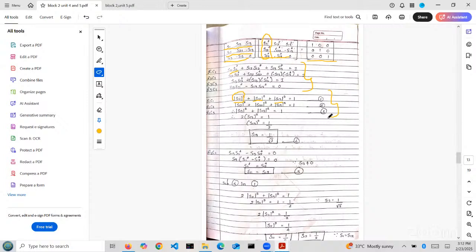After this, how did we get 2 times S13 from equation number 3? S13 plus S13, what will we get? 2 times S13 square equal to 1. From that, I derived equation number 4. What is equation number 4? S13 equal to 1 by root 2.